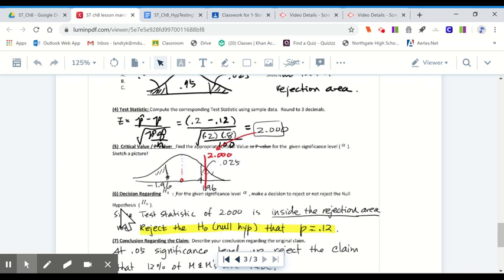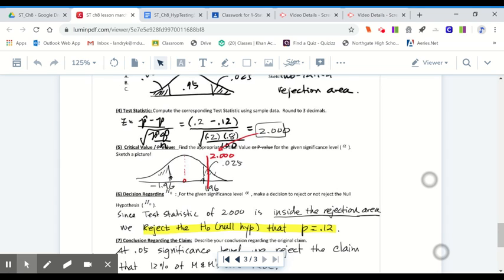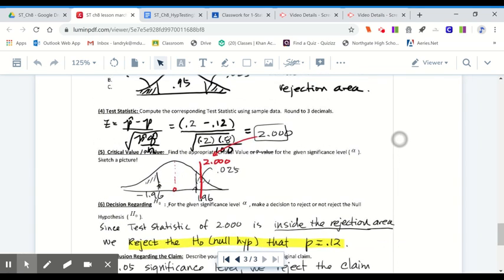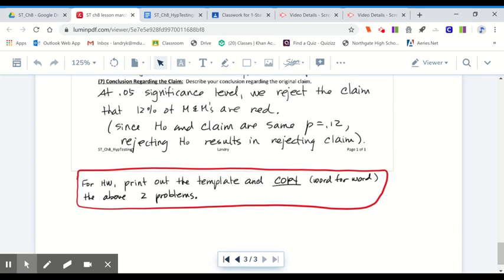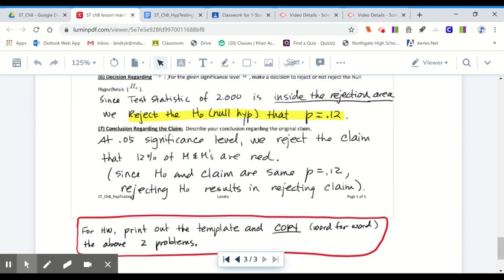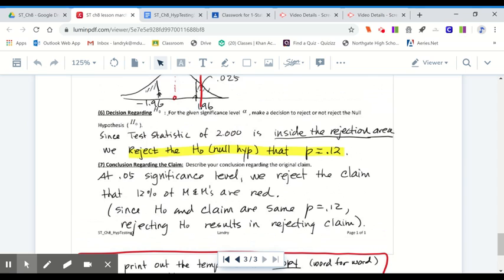So in this case, since the test statistic of 2.0 is inside the rejection area, the shaded area, we reject the null hypothesis that p is equal to 0.12. We reject the hypothesis because our test statistic is basically too large to be close to 0.12. It's not in the middle section. Okay, so that's our decision about the null hypothesis.